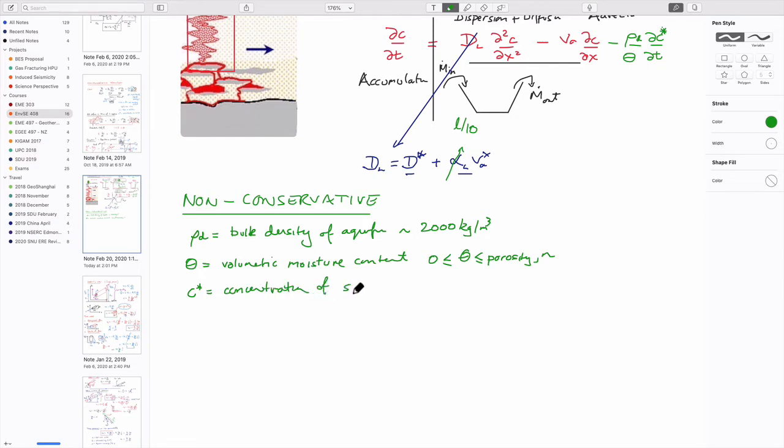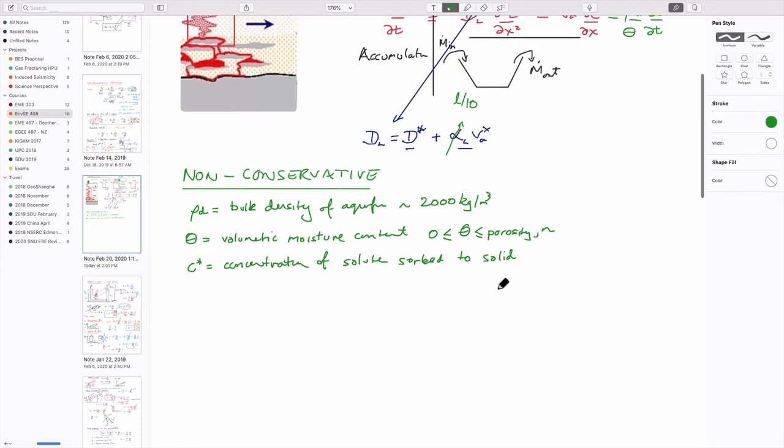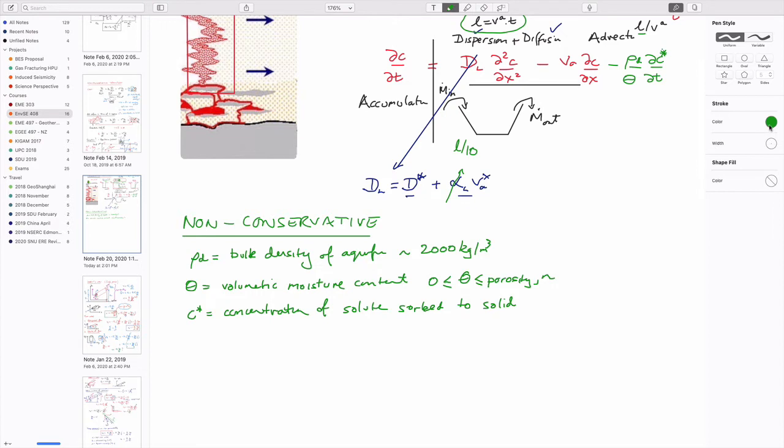Of solute sorbed to the solid. Solid being the grains in the aquifer. And so the idea is this. And let me do one manipulation first, and this manipulation is back on this expression.